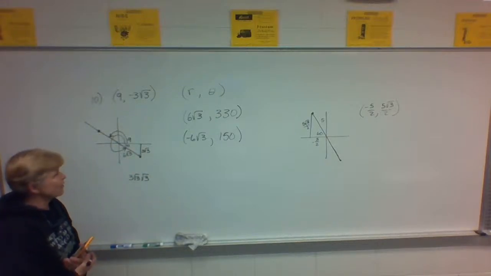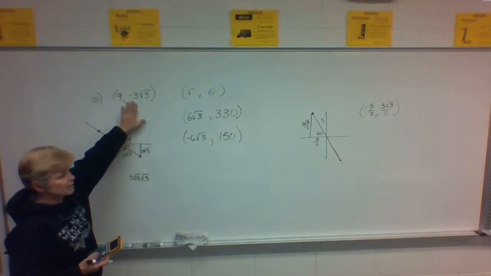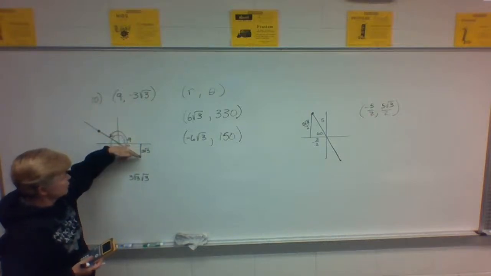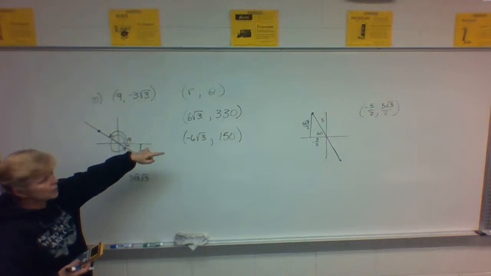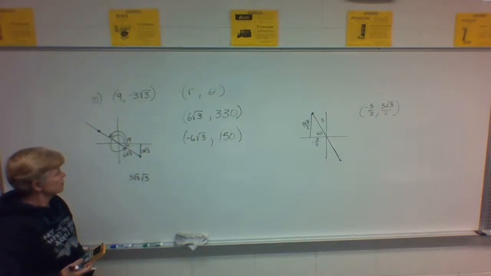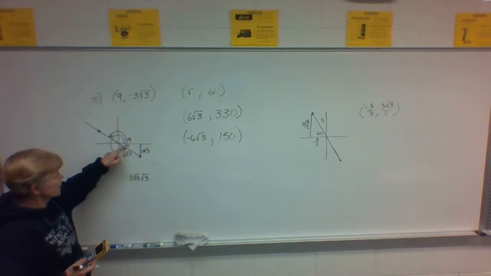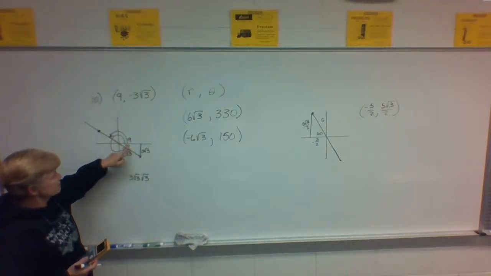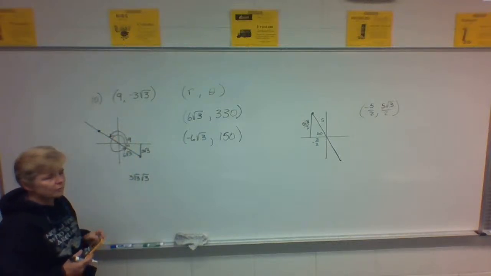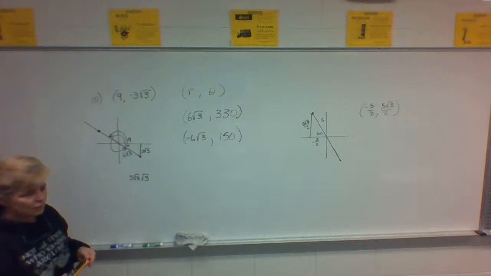No, you just have to figure that out. All they gave you is this. Okay, so you go out 9 and down 3 root 3 and plot a point. They want two names for that point, one with a positive radius and one with a negative radius. And we came up with the 30 degrees because these two things happen to fit a special right triangle that we know of. So we knew that that reference angle was 30.